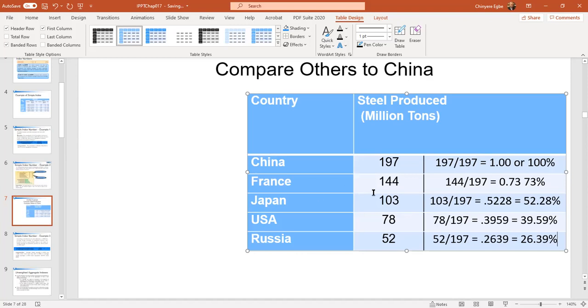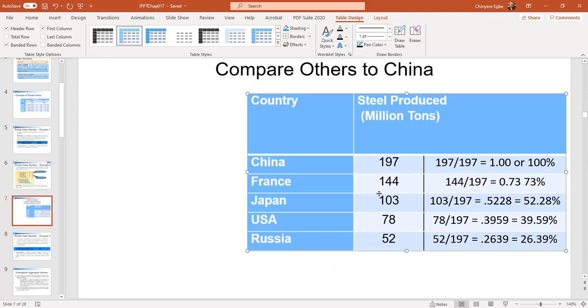Okay. And we're comparing the production of steel in other countries to the production of steel in China. We're comparing how many millions of tons of steel produced in these other countries to the quantity of steel in billions of tons produced in China. So we use China as the base, and so it's 100%.